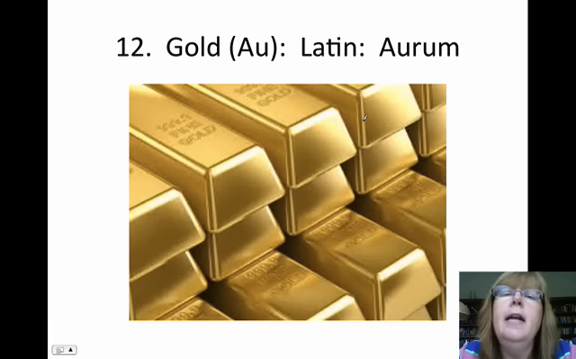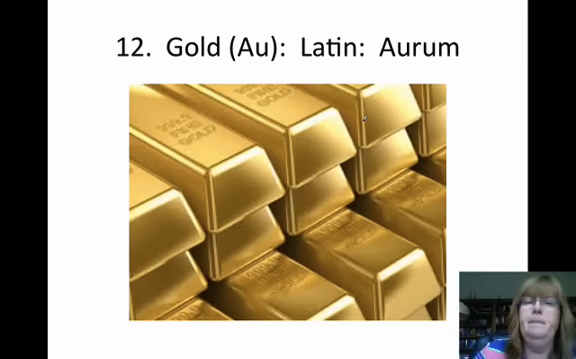Our next one is gold. Its symbol on the periodic table is Au, another symbol that doesn't seem to match the English name, but that's because the Latin name for gold is aurum.